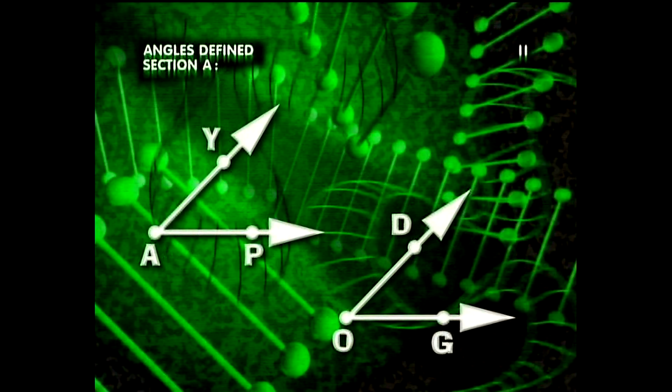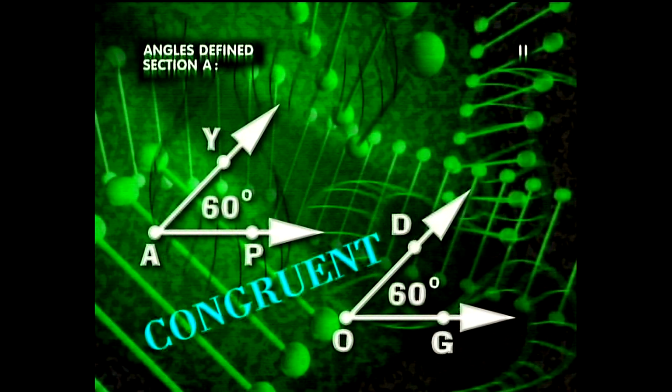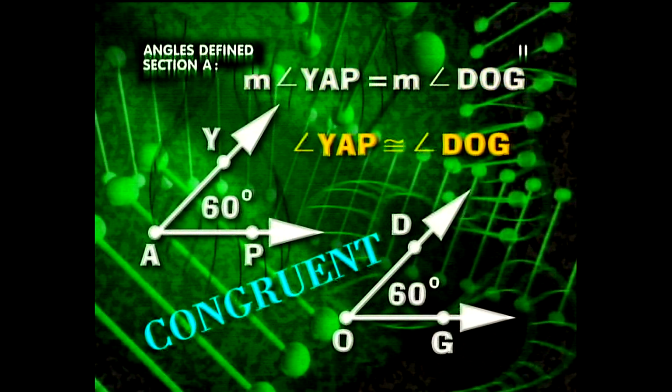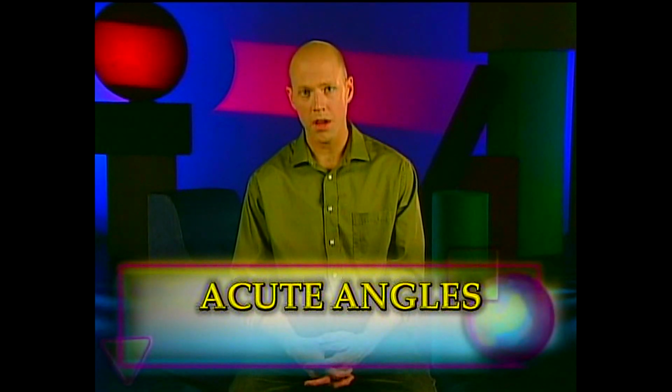Look at these 2 angles here, YAP and DOG. The measure of angle YAP is 60 degrees. We see that the measure of angle DOG is 60 degrees also. So as we said earlier, 2 angles that have equal measures are congruent. So the measure of angle YAP is equal to the measure of angle DOG, and angle YAP is congruent to angle DOG. YAP and DOG are what we call acute angles.